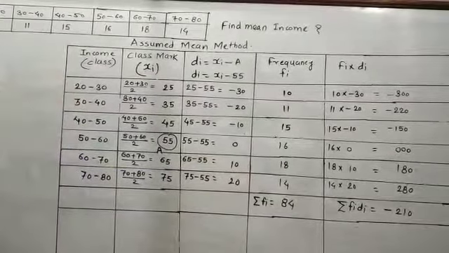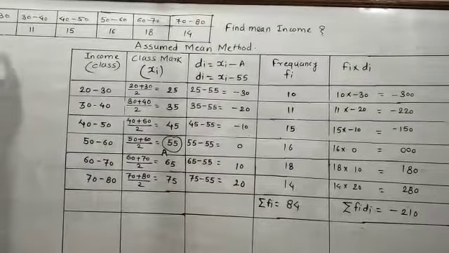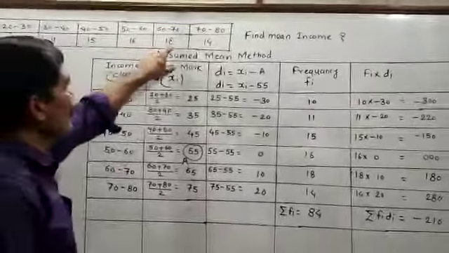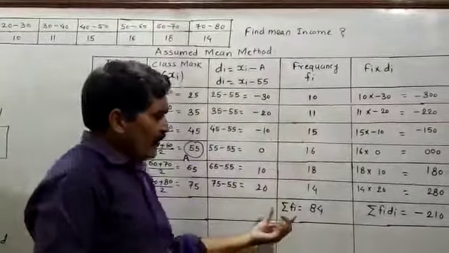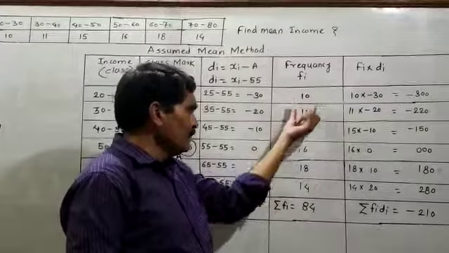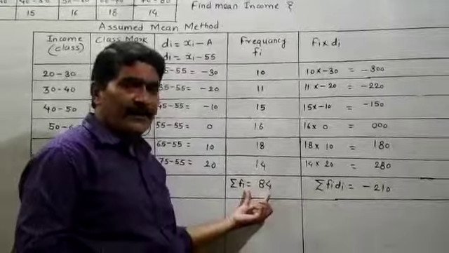After that you have to write the frequency. The frequencies are 10, 11, 15, 16, 18 and 14. You have to find the sum of the frequencies, means add all the frequencies. The sum of the frequencies will come 84.